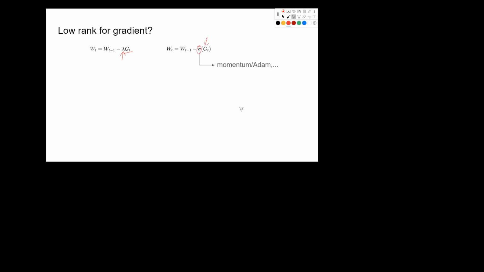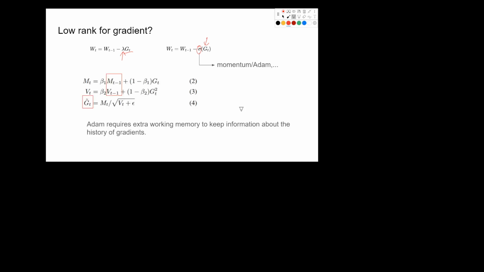Inside those functions, you need some working memory to keep the history of the gradient, so that we can find a better way to update the weight matrix. For example, in Adam, we need to store the m_{t-1} and the v_{t-1} here, which were calculated in the previous steps.